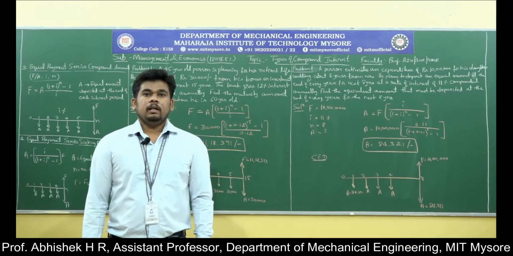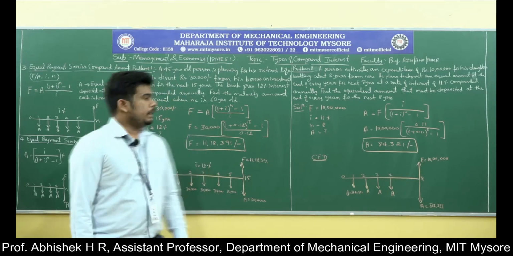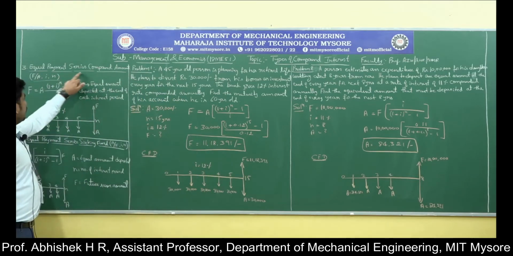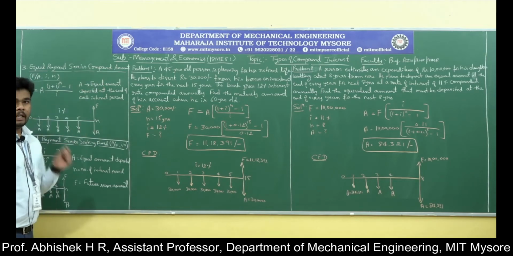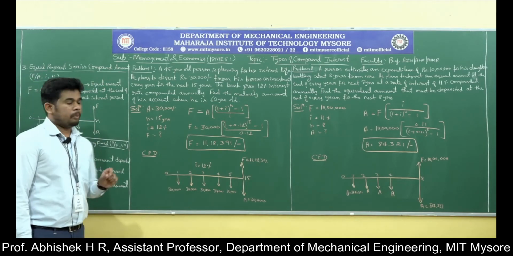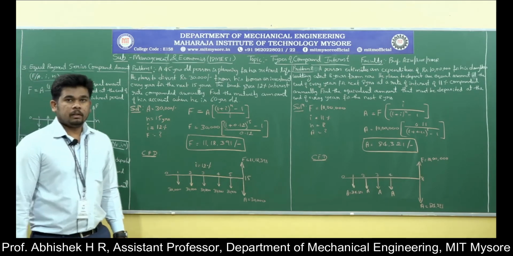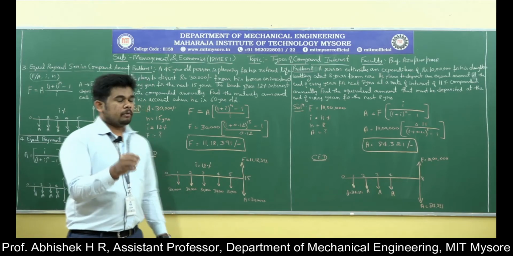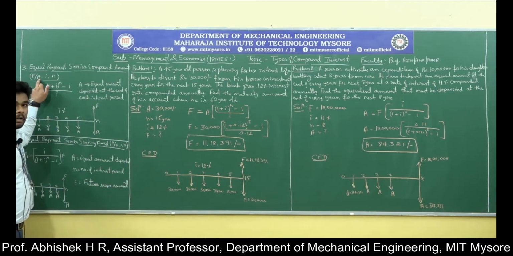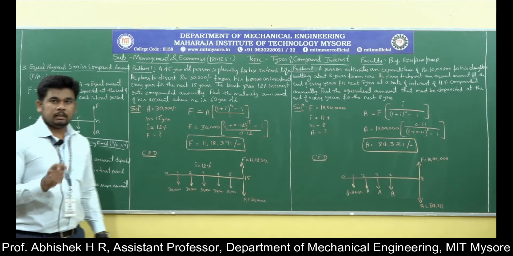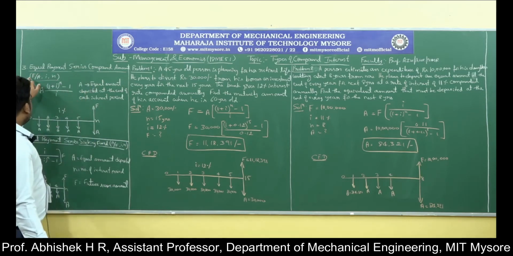Now we will see the third type of compound interest, that is equal payment series compound amount. Equal payment series compound amount means the condition for this type is F by A, comma, i, comma, n. F by A, how are we going to read it? To find F, A is given. To find F, A is given, which means F means what?